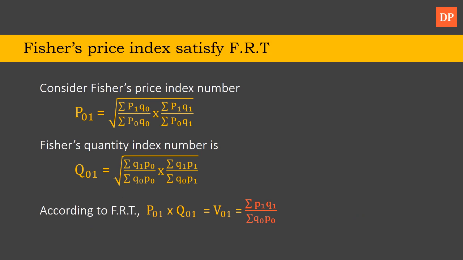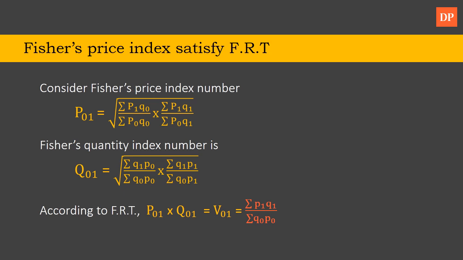Now we need to prove that Fisher's price index number satisfies the factor reversal test. So for that we need to consider Fisher's price index number. The price index number P01 is equal to the square root of summation P1 Q0 divided by summation P0 Q0 into summation P1 Q1 divided by summation P0 Q1. This is Fisher's price index number. Similarly, we need to consider Fisher's quantity index number. Q01 is equal to the square root of summation Q1 P0 divided by summation Q0 P0 into summation Q1 P1 divided by summation Q0 P1. So this is Fisher's quantity index number.